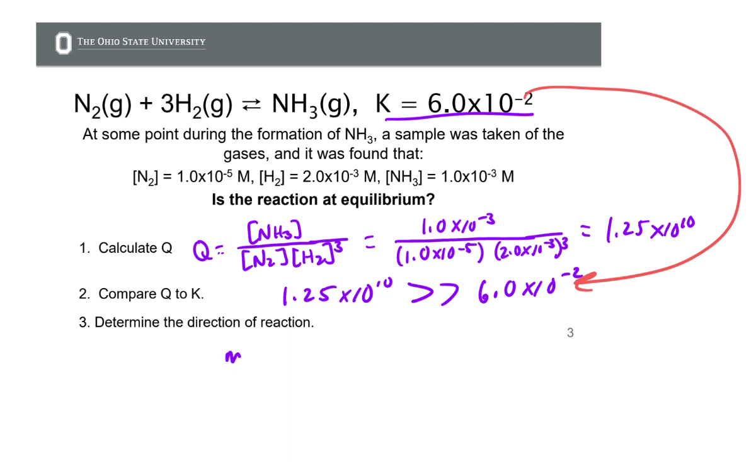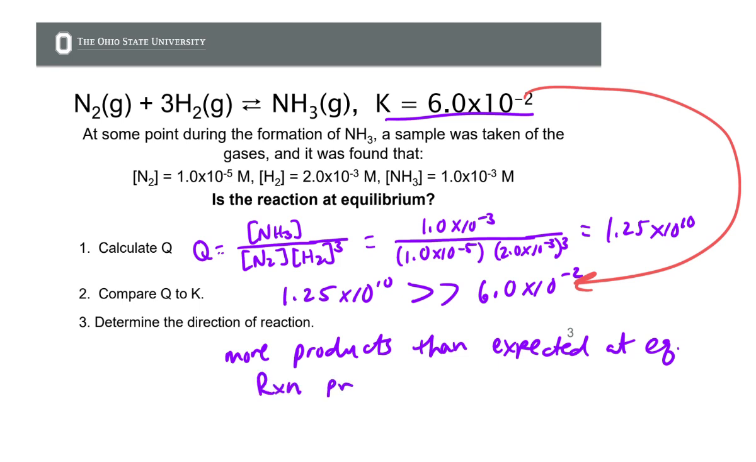So we have more products than expected at equilibrium. So the reaction will proceed toward the reactants. So we're going to need to form more reactants to reach equilibrium. And that's because we have a very large value of Q, which we've compared to K.